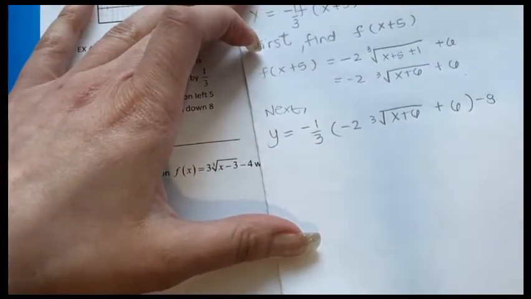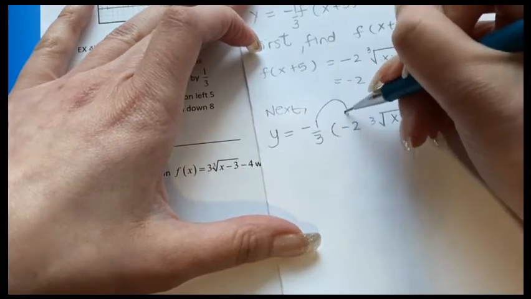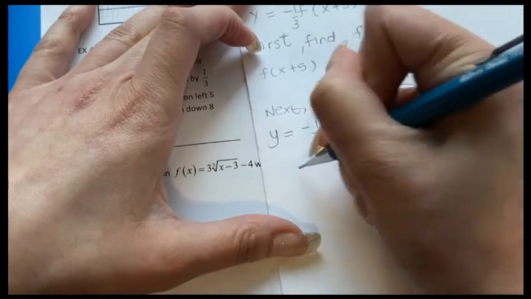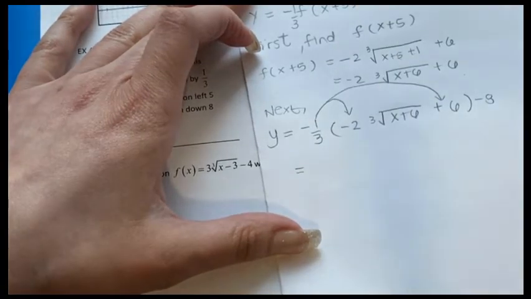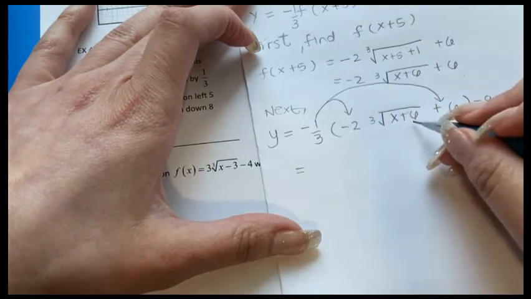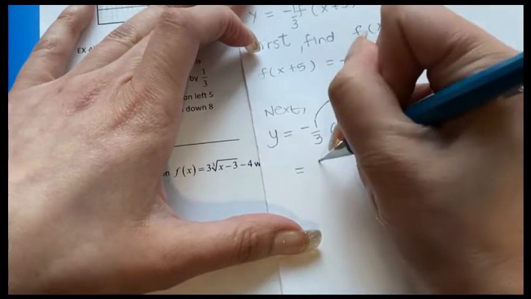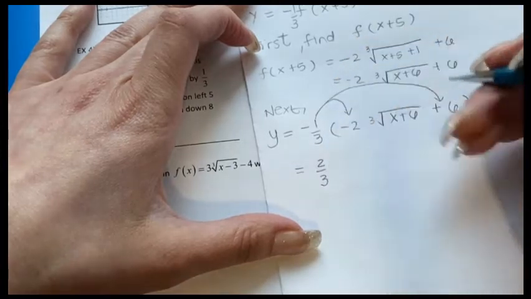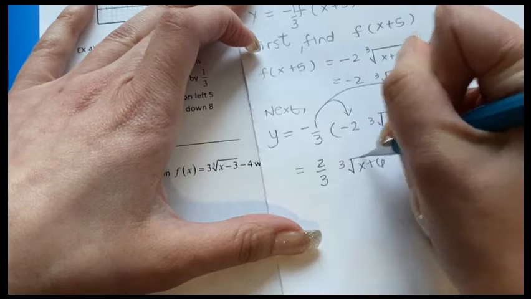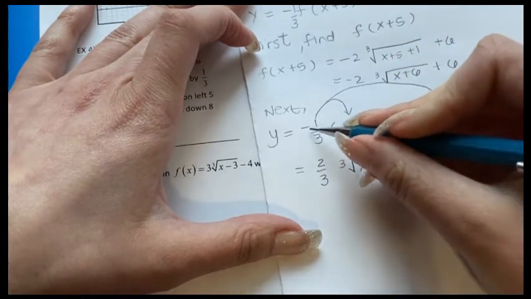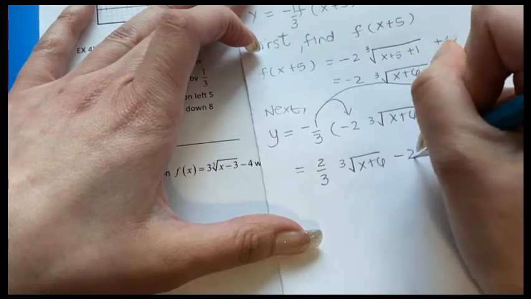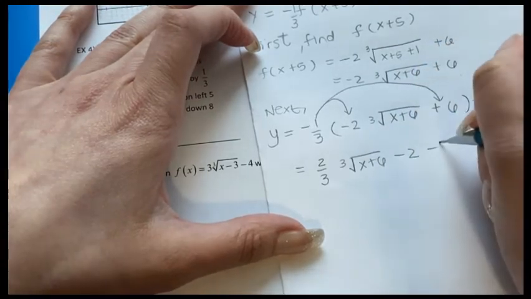Now you need to be careful, as I always tell you, you need to distribute this one here and this one over here. So what you have here is negative 1/3 times negative 2 cube root of x plus 6, so that's going to be a positive 2/3 cube root of x plus 6. And then you distribute the negative 1/3 to the positive 6, which is going to be a negative 2. And then you have the negative 8.